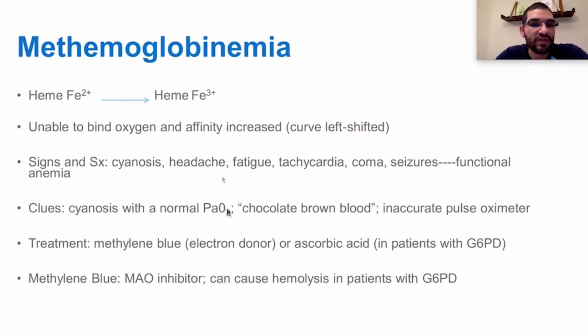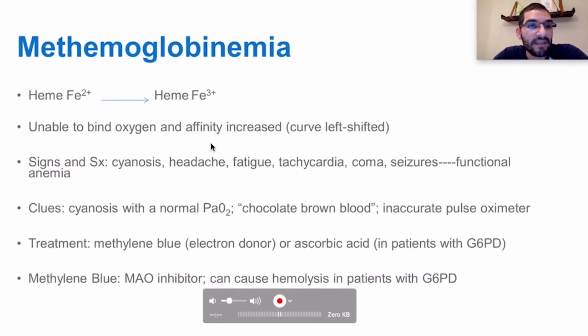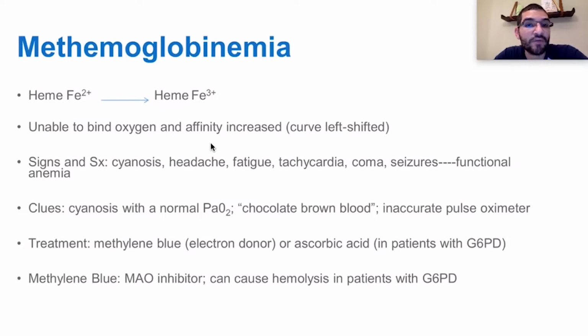Methemoglobinemia happens when essentially the iron in the heme moiety of hemoglobin loses an electron, basically gets oxidized, and it becomes 3 plus as opposed to 2 plus. The 3 plus is unable to bind oxygen as well, and it actually has increased affinity for the oxygen that's already on the hemoglobin. So the hemoglobin curve shifts to the left, which I'll discuss in a second what I mean by that.